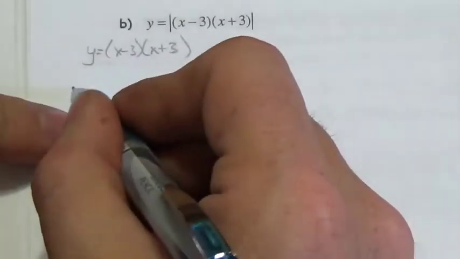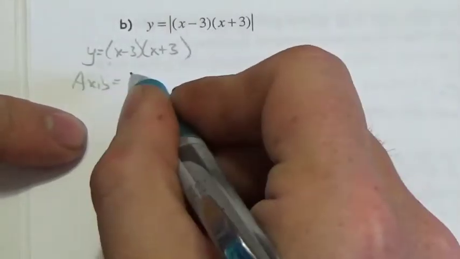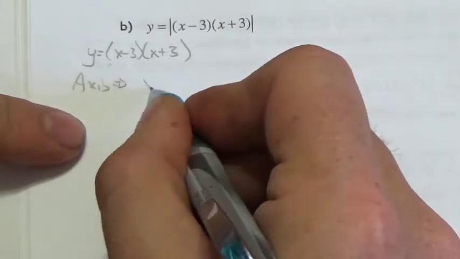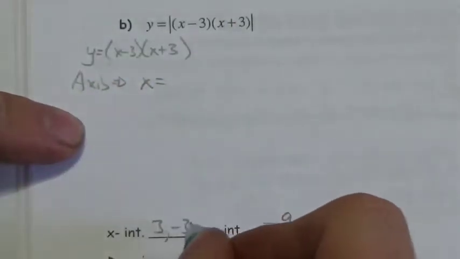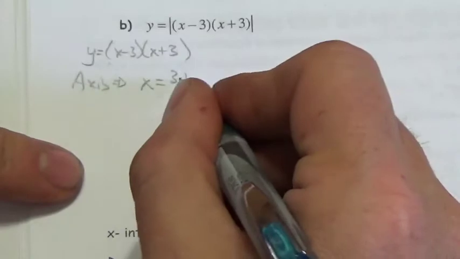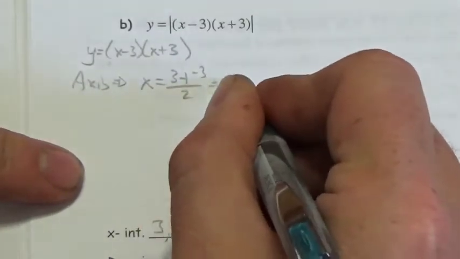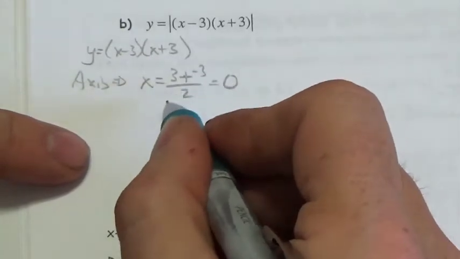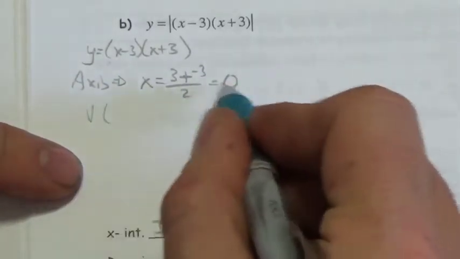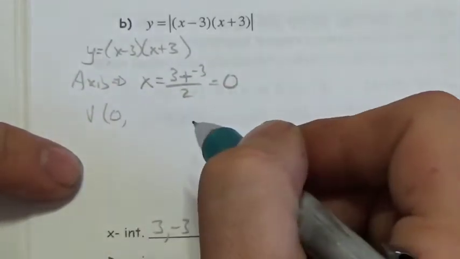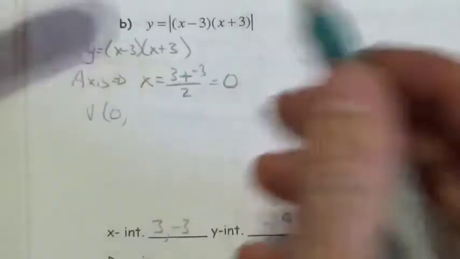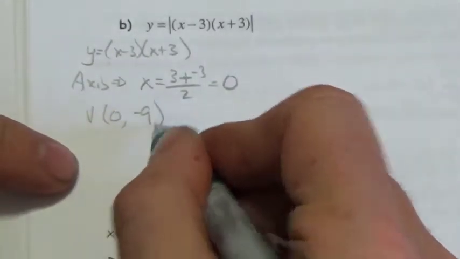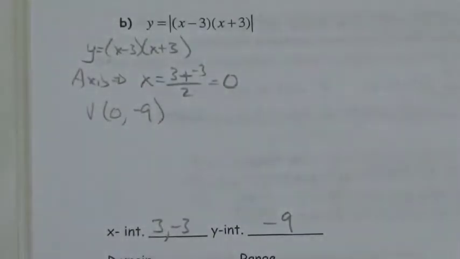The axis of symmetry is going to be, x equals, it's typically the average of the x-intercepts, so 3 plus negative 3 over 2. The answer is 0. So the axis of symmetry is 0. If you want to figure out what the vertex is, you take that axis of symmetry, plug that in for the x-coordinate, and then solve for y. And in this case, you're going to get negative 9. So it turns out that that y-intercept is the vertex.